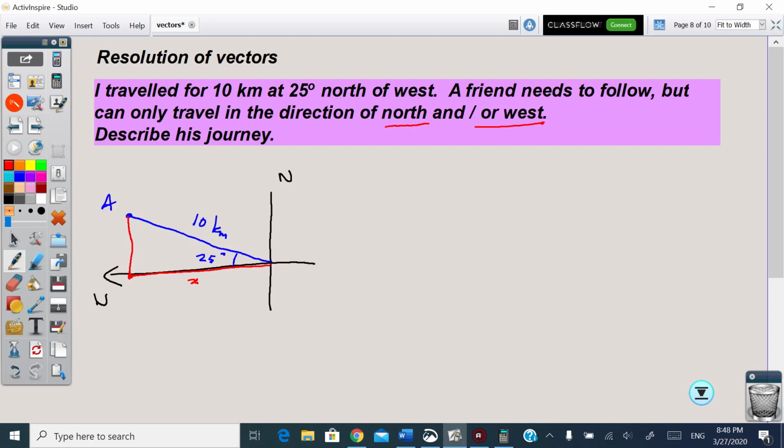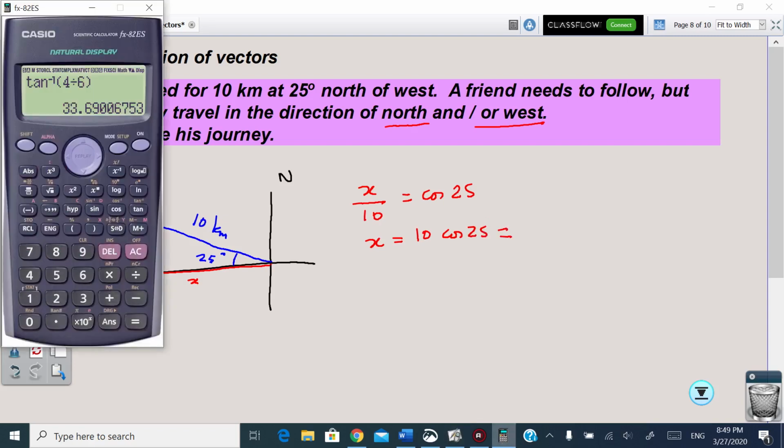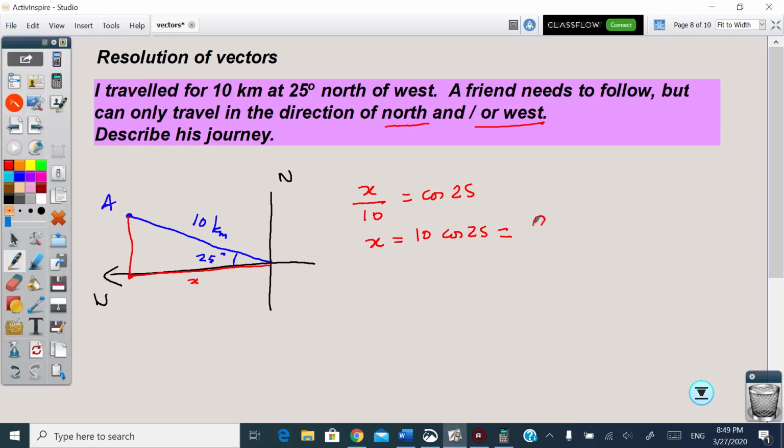Looking at this triangle, x divided by 10 equals cosine 25. So x equals 10 cosine 25, and this equals 9.06 kilometers. So 3 significant figures.